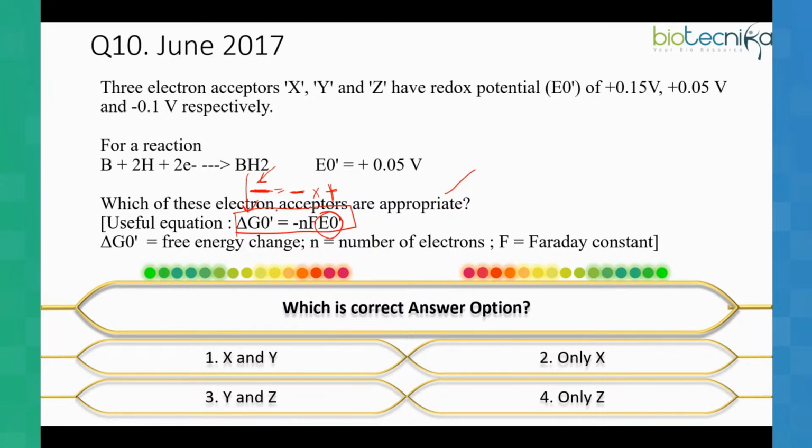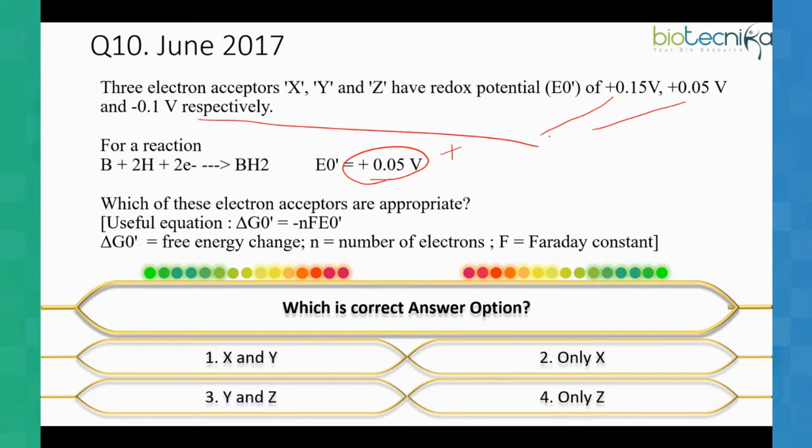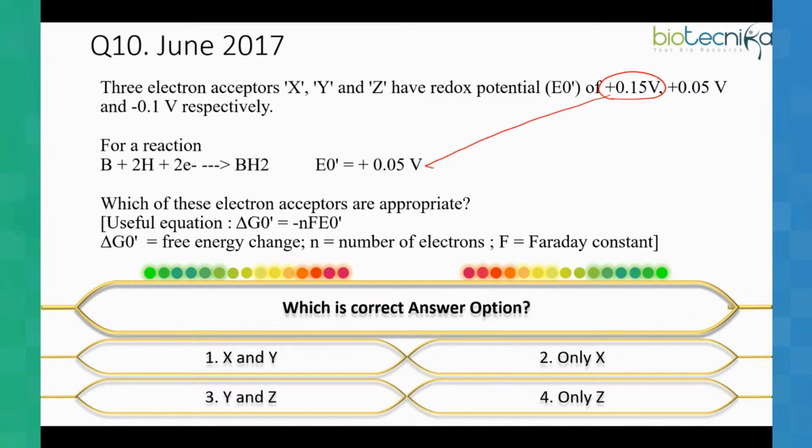So when delta G0 is negative, yes Satyam, that is right. If we are putting this positive, that means net E0 has to be positive, which means this plus whatever you are taking from here should be positive. If we take 0.15 over here, both are plus, so it will be a positive result. So this X is an appropriate one. Even if we take Y, positive, positive, the result will also be positive.